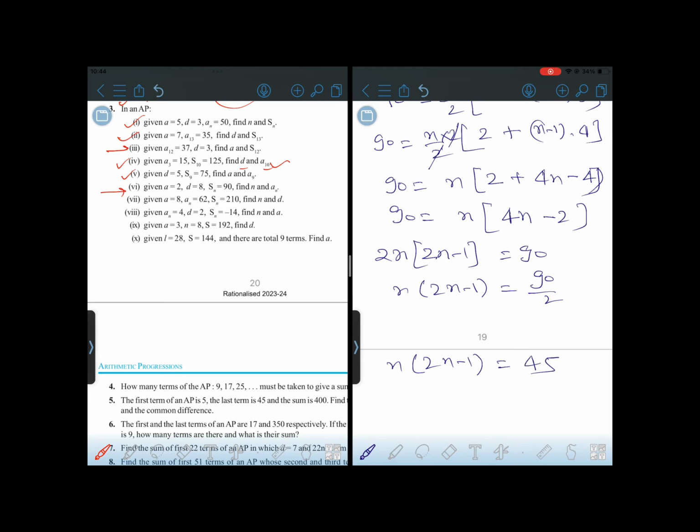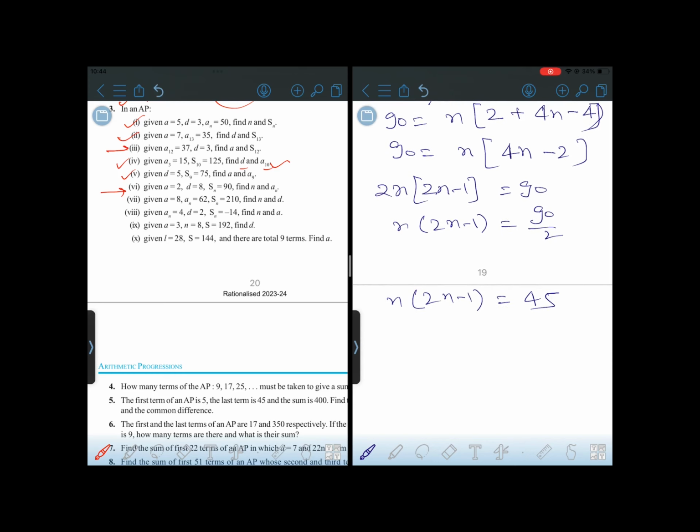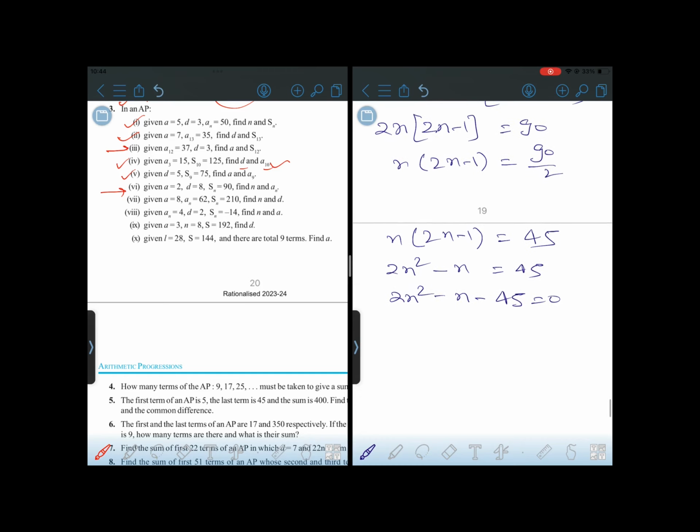So now I think we have got the quadratic. Once you multiply n inside this equation, that gives us 2n square minus n equal to 45, or we can say 2n square minus n minus 45 is equal to 0, right? So now we have to solve this using the middle term split way. That is basically how we solve. So multiply this with this, so we get 90, right?